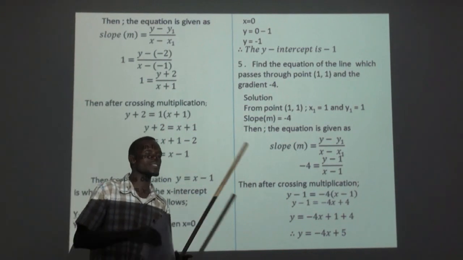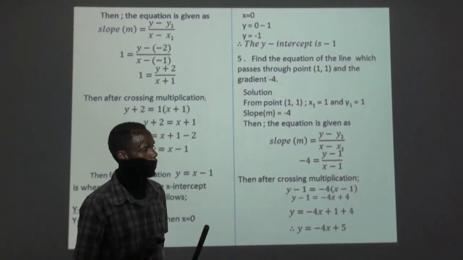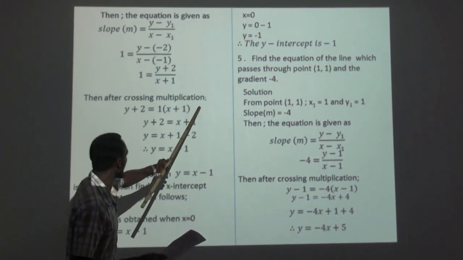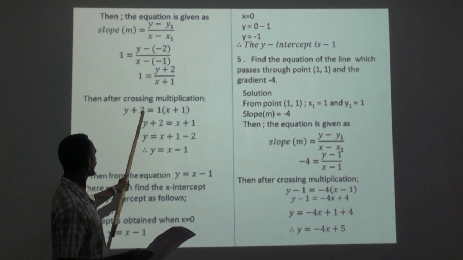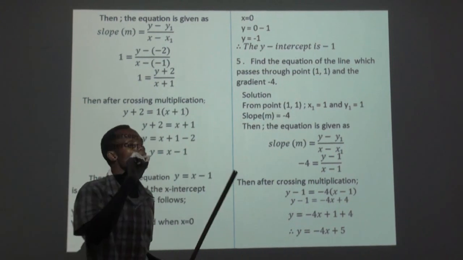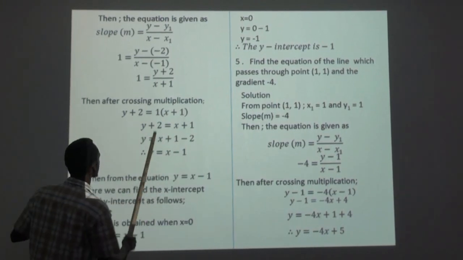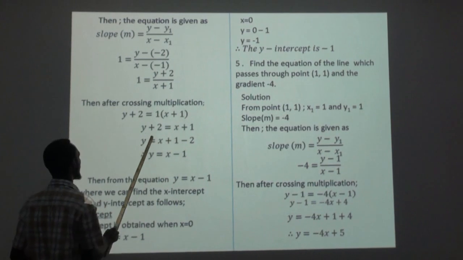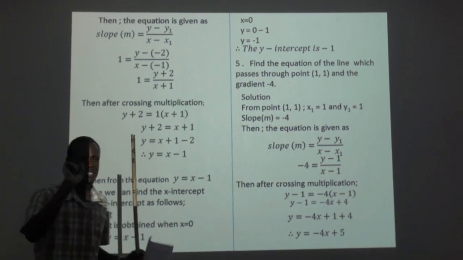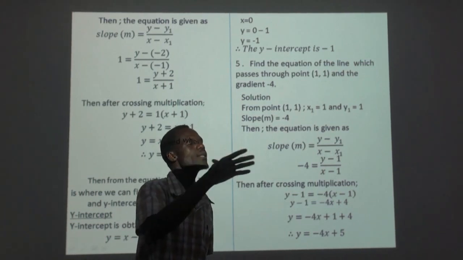Then, after you have written that, you have to clear the fraction by cross multiplication. You close what? Multiplication. Then after that, you have y plus 2 is equal to 1 in bracket, x plus what? 1. Open the bracket. That is the principle of BODMAS. So after opening the bracket, 1 times x, 1 times 1. You get y plus 2 is equal to x plus what? 1. Now, if that is the case, that is not our end. We need now to collect the like terms.